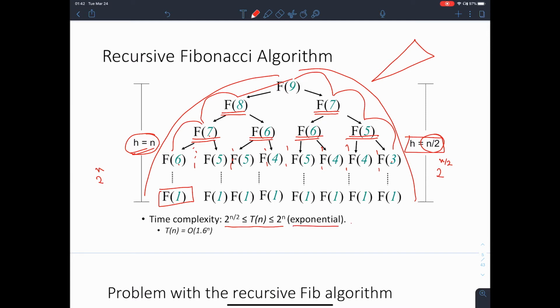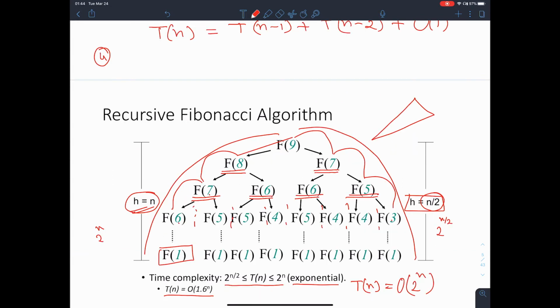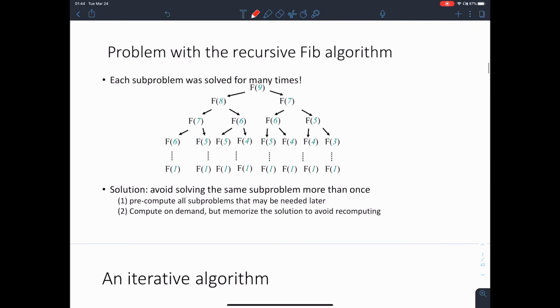We can write the runtime of this algorithm as roughly 2^n, as we can ignore some of the lower-order terms. The exact runtime of this algorithm is O(1.6^n). Now let's talk about the problem with this recursive algorithm and why the runtime is so bad. We know exponential runtime is pretty bad, and now we try to find out why the runtime of this algorithm is exponential. In other words, why it is bad.